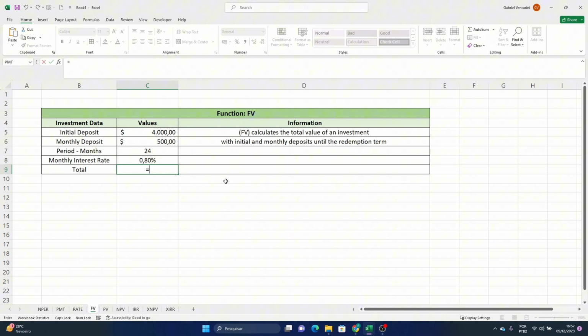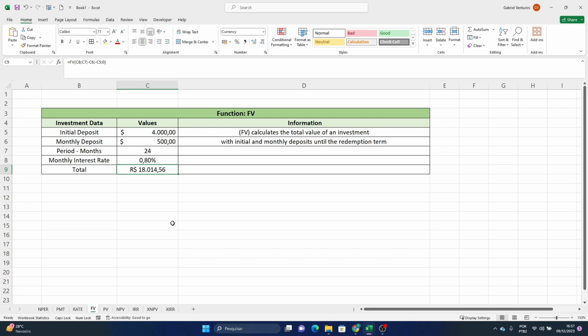So let's go. FV. Here it asks me what is the rate, this one, what is the number of periods, this one, and here, what is the payment. As I am paying the value, I put a negative and select this value. Here again negative, because I am paying this value. Here it asks me if I want it at the beginning or at the end of the period. It is at the end, so it is 0. And close the parentheses.